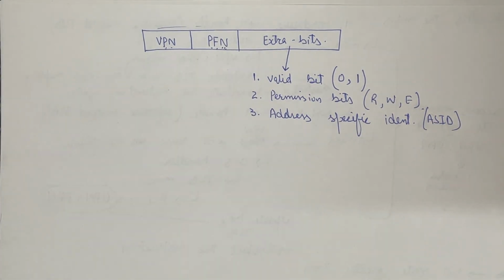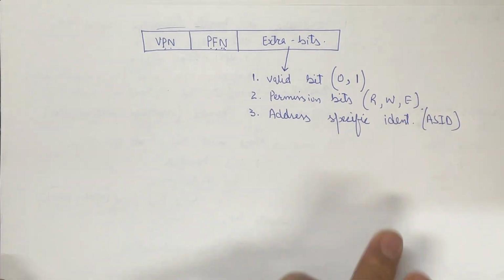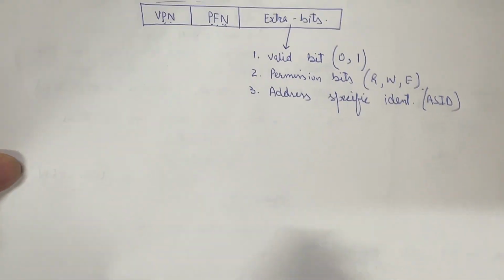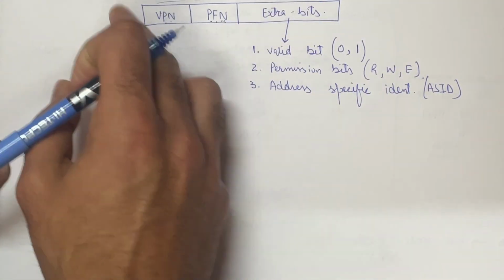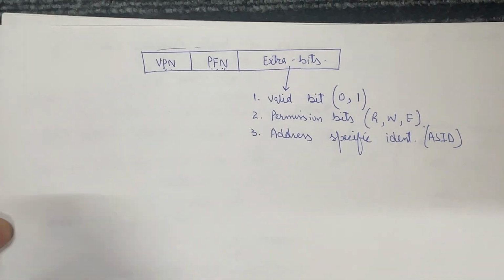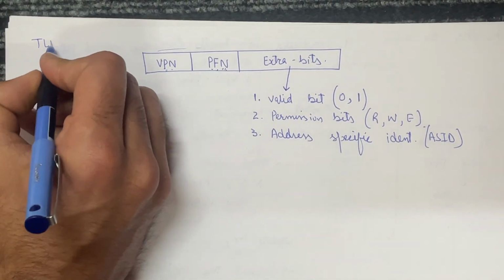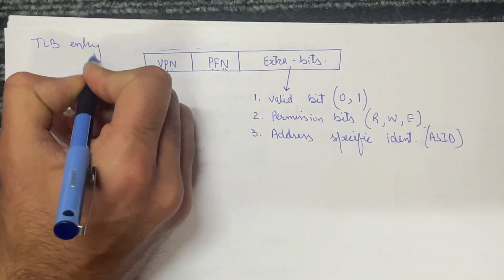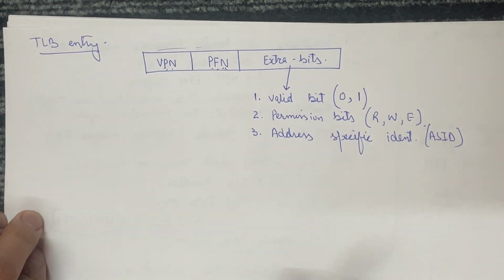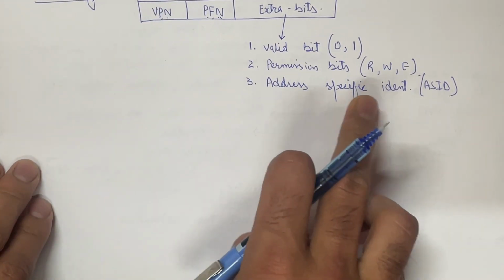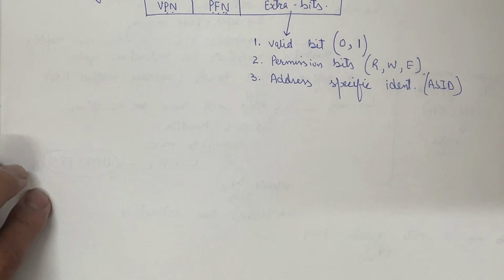Address specific identifier. We will see what this address specific identifier is after some time. So this is the shape of this particular TLB entry. Okay. So this is the only part that we have not discussed. We will discuss it after some time.